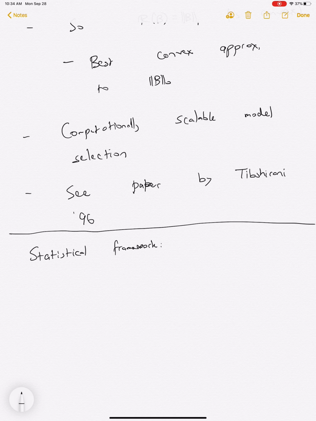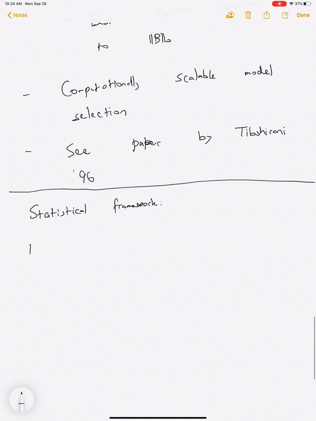So let's again talk about our statistical framework. Once again, we're in this supervised setting.